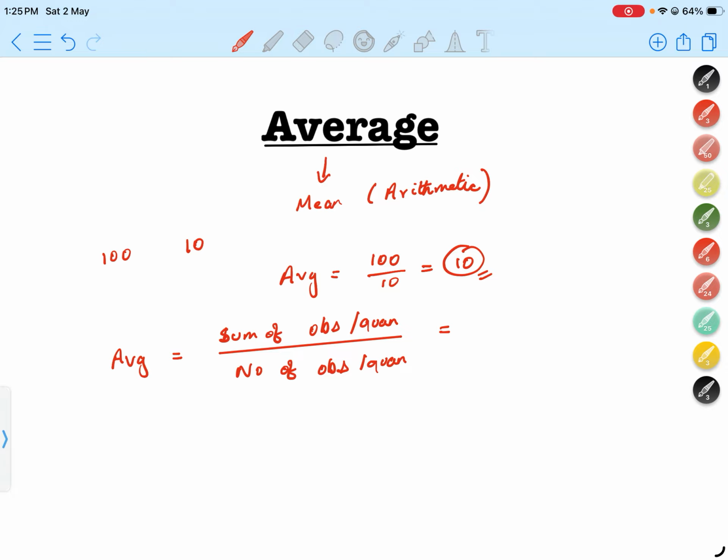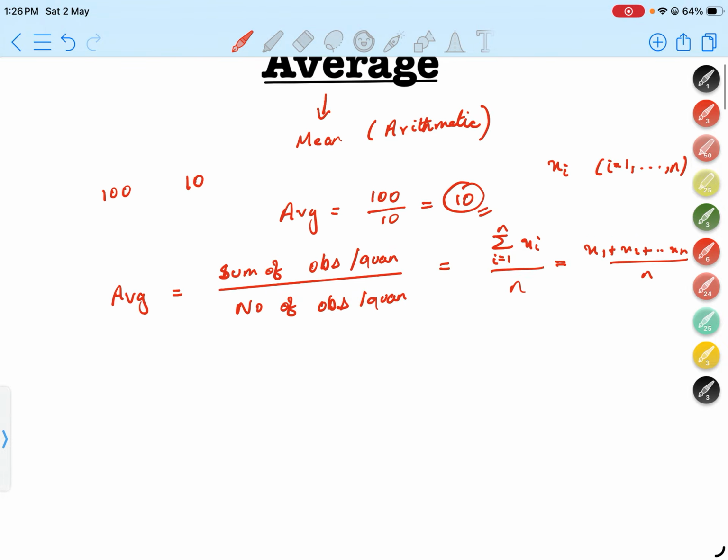If each quantity is xi for i equals 1 to n, then this can be written as summation i equals 1 to n xi divided by the number of observations, which is n, which is also equal to x1 plus x2 plus up to xn divided by n. So this is the average.